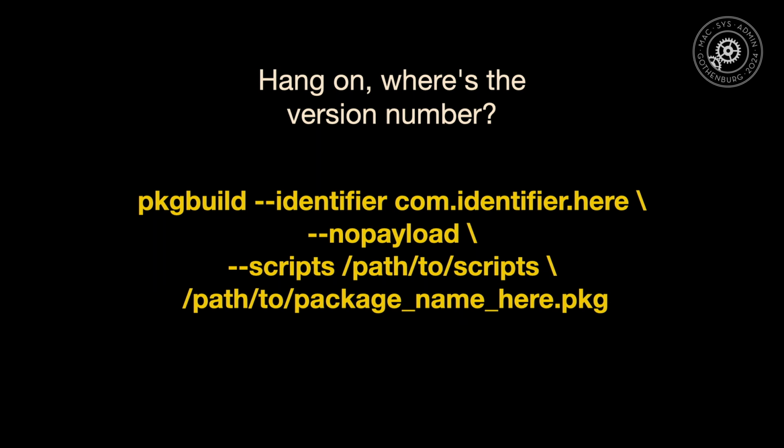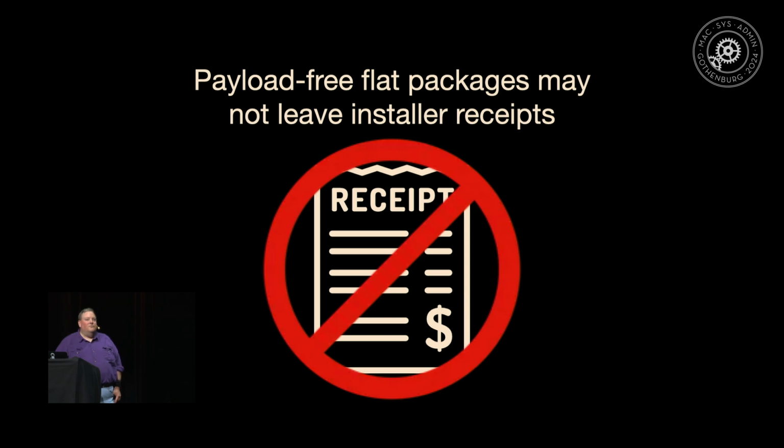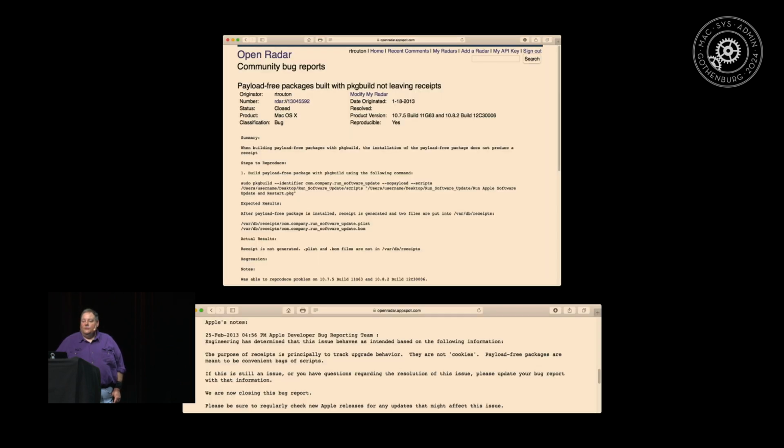Well, how come? Well, when building a payload-free package with Apple's package build tool using the no payload flag, no receipt is left behind. So no receipt, there's no reason for a version number. So I filed a bug on this because this didn't seem right. But Apple said this was intended behavior for payload-free packages built using package build's no payload option. In Apple's opinion, as of the time of this bug report, payload-free packages are a convenient bag for scripts. Any other type of package will leave behind a receipt. This is the only exception that I am aware of.